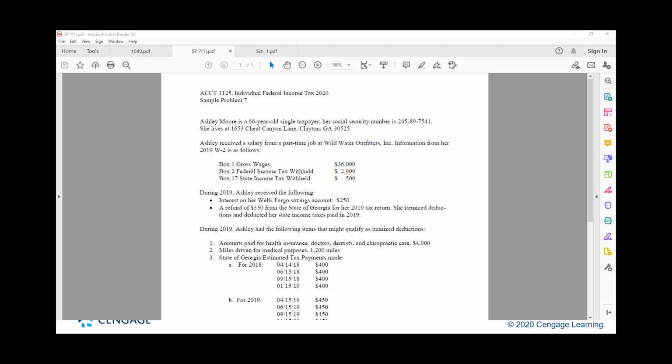In 2019, she received the following: interest on her Wells Fargo savings account. By now, you should know that this goes on line 2B of Form 1040, taxable interest. A refund of $350 from the state of Georgia for her 2019 tax return. She itemized and deducted her state income tax paid in 2019. So this refund of $350, is that taxable income or not? It depends. Let's take a look.